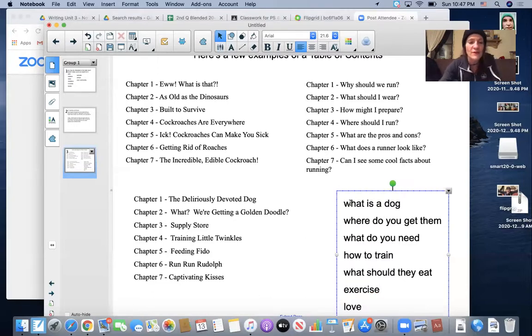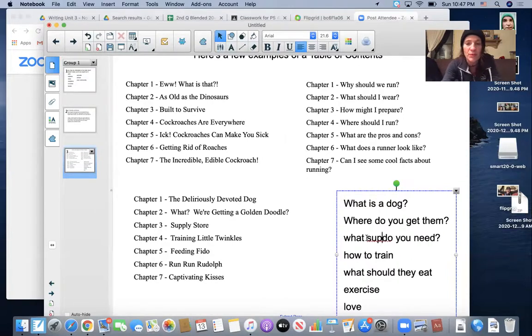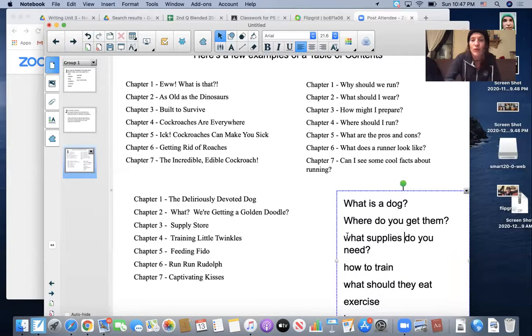And then of course I should have all these be capitals. I'm not going to capitalize everything right now. And then this, where is a dog? It should have a question mark at the end. Where do you get dogs? What do you need in order to, what supplies do you need? Instead of saying, what do you need? Maybe what supplies do you need, and so forth.